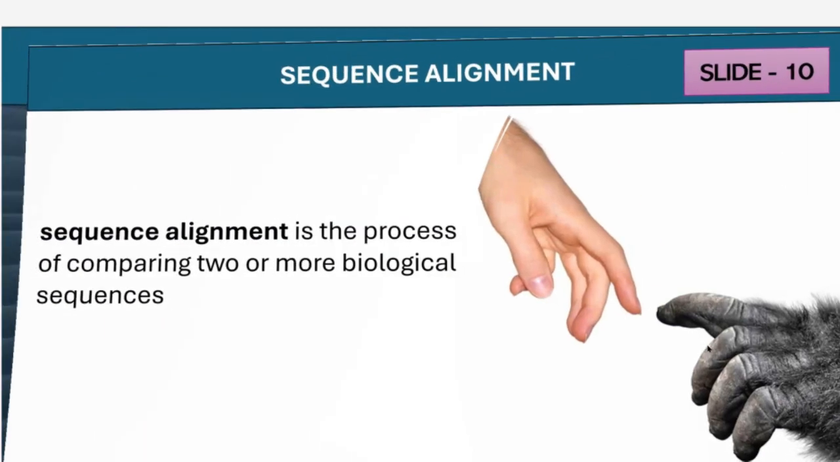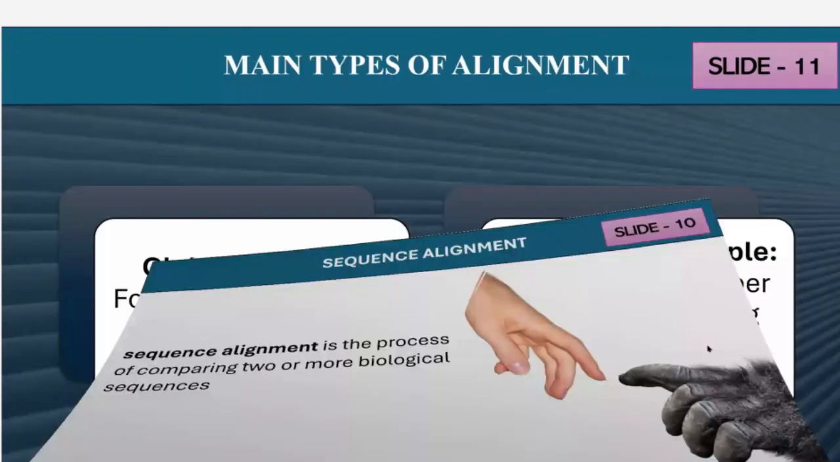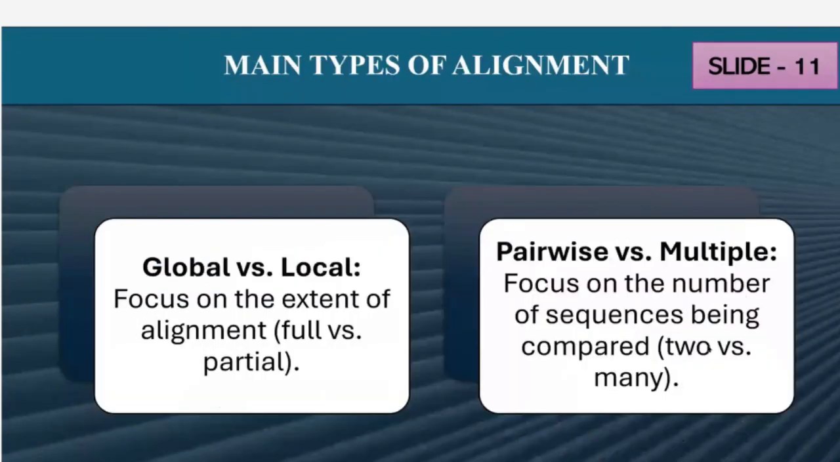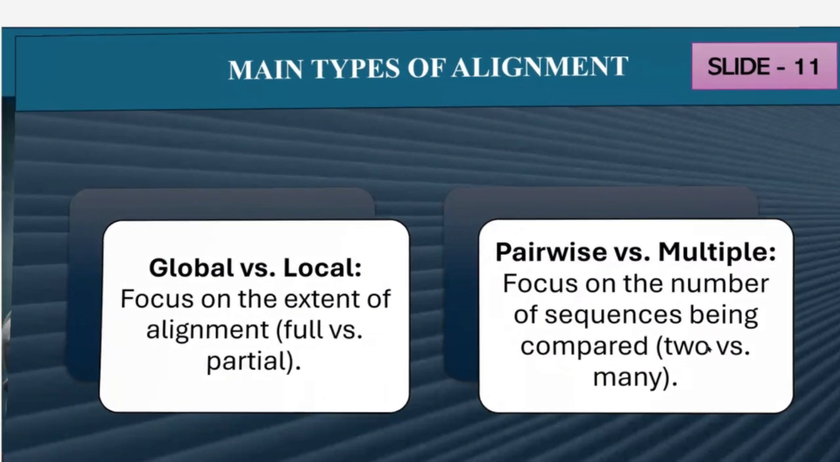There are mainly 2 types of sequence alignment. That means they are divided into 2 categories: global versus local alignment, and pairwise versus multiple alignment. Global versus local alignment focuses on the extent or length of the alignment. I will explain it later. And pairwise versus multiple alignment focuses on the number of sequences being compared. Okay, so going to global versus local alignment.